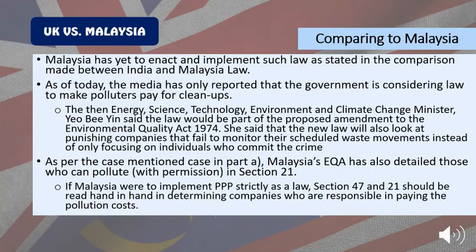As per the case mentioned in Part A, which is the fishermen case in Trinidad and Tobago, Malaysia's EQA has also detailed those who can pollute with permissions in Section 21. If Malaysia were to implement PPP strictly as a law, Sections 47 and 21 should be read hand in hand in determining companies who are responsible for paying the pollution cost.